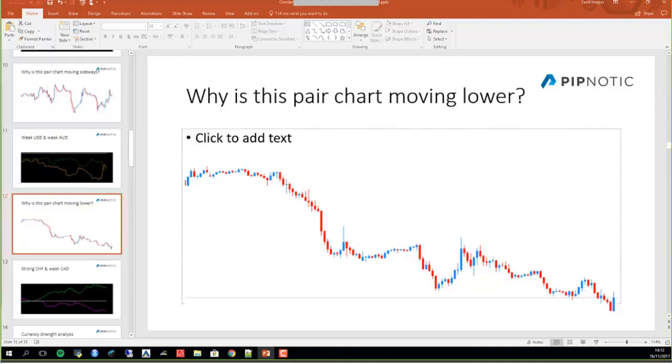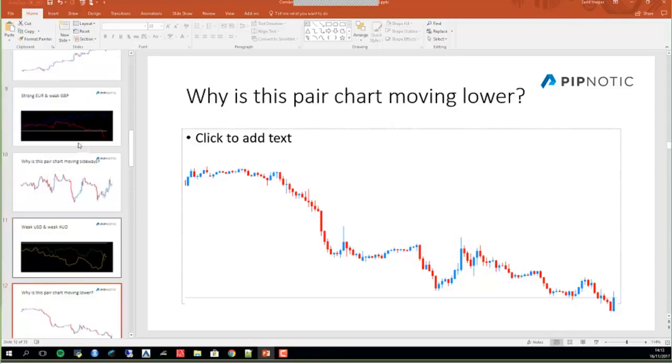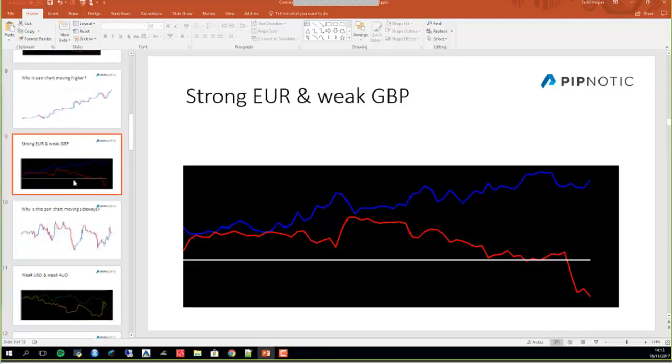Okay, Carlos is saying that is the present chart of the euro pound. No, it isn't. This presentation was made years ago, so this is a very old one. But we're going to have a look at the live charts in just a second.